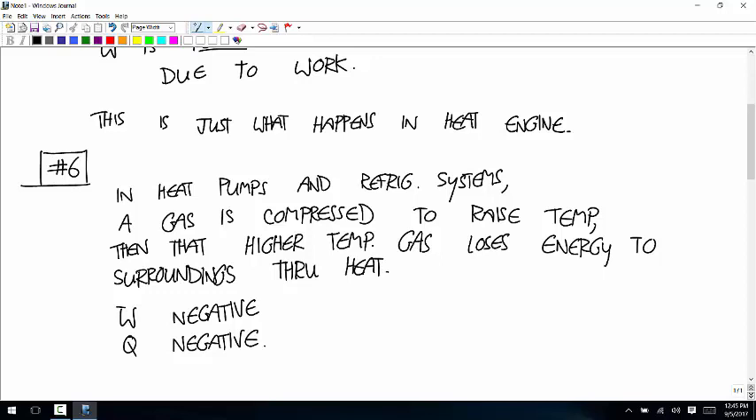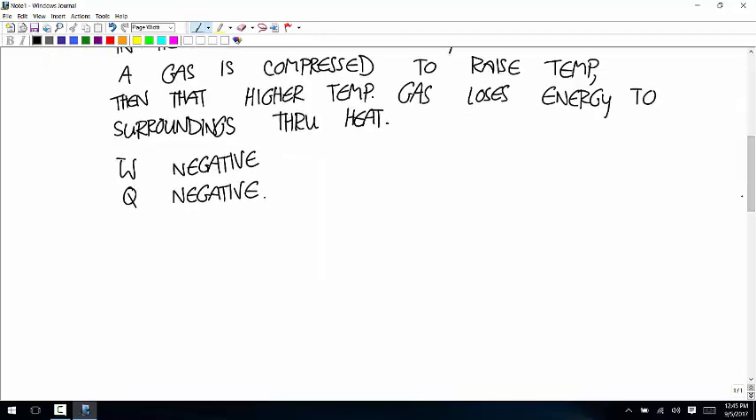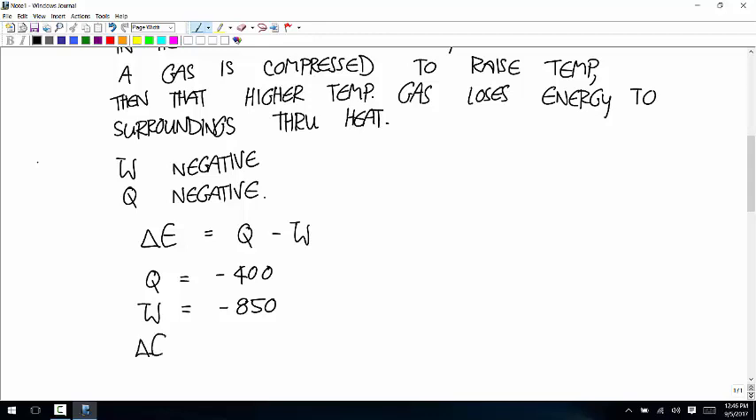Your signs would then flip on the W, right? No, the equation is still the same. The equation is this, no matter what. The change in energy is equal to Q minus W. But now if Q is negative 400 and W is negative 850, then that says that the change in energy is equal to negative 400 minus negative 850. The equation's still good. You just plug in the negative numbers. Okay. Any other questions about that?